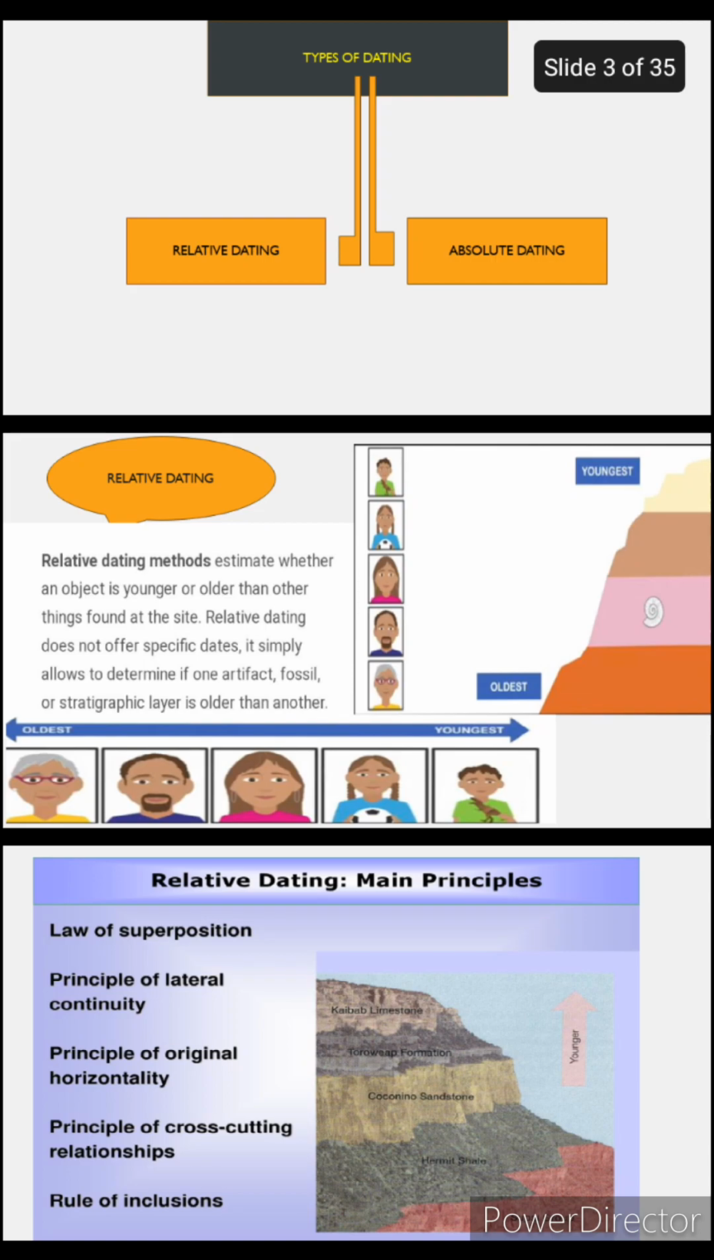The relative dating method estimates whether an object is younger or older than another thing found at the site. Relative dating does not offer a specific date. It simply allows us to determine if one artifact, fossil, stratigraphic layer or rock layer is older than another.